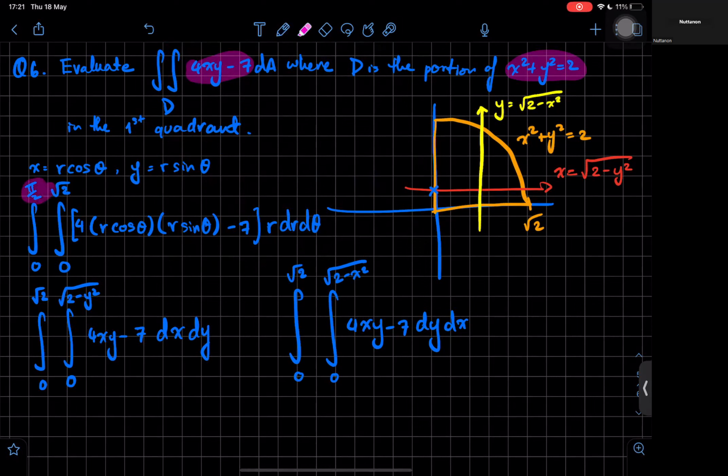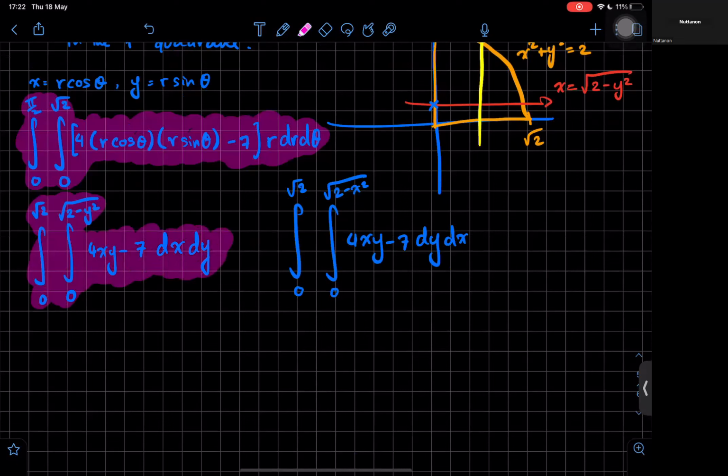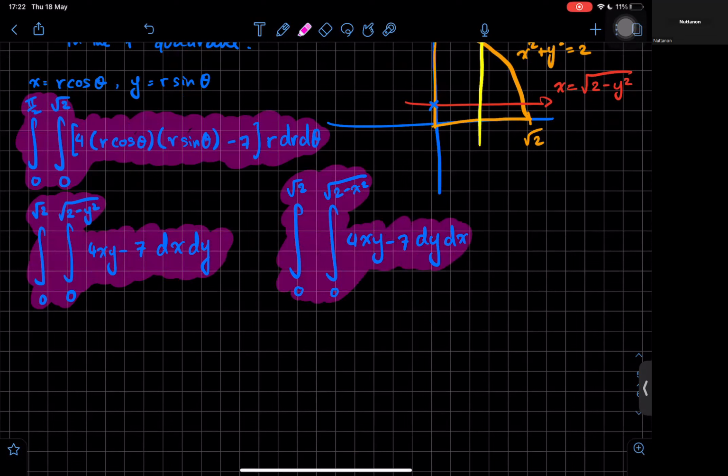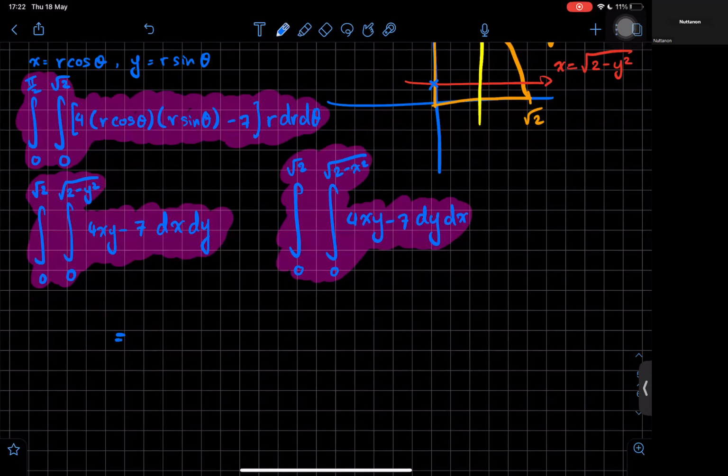You can see that we have three different integrations that give you the same answer. This one is in polar coordinates. This one you integrate dx first. This one you do dy first. All three need to get the same answer, but it's up to you. If they do not say that you need to do it in a particular way, you can choose which way you want. Please try to do the integration by yourself. The answer for all three will equal 2 minus 7 over 2 pi.